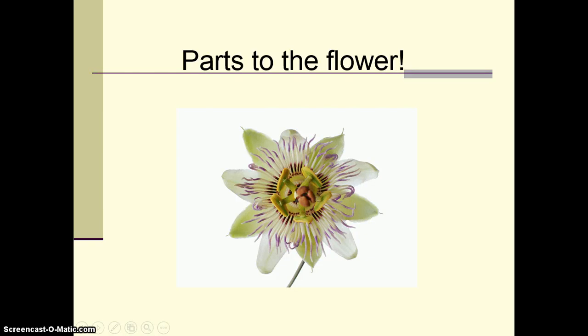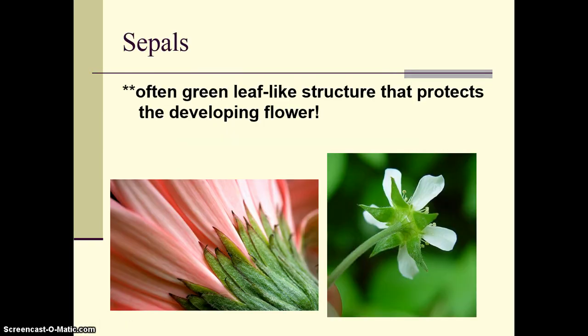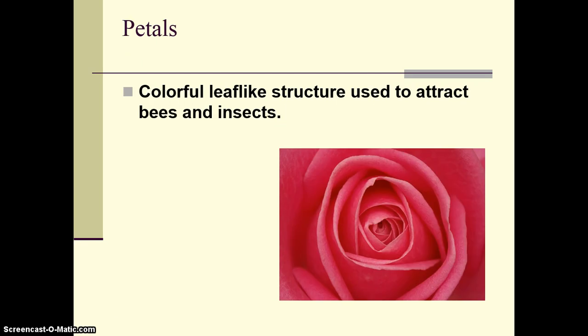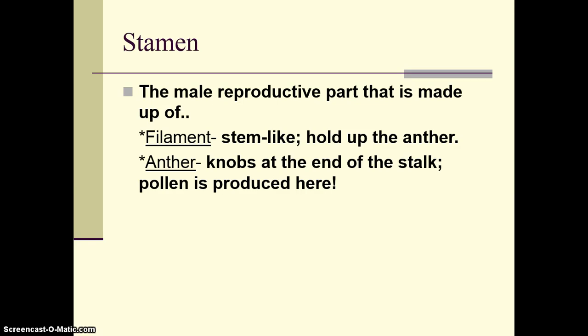Listen up, parts of the flower. You will be dissecting a flower. You need to know the different parts. The green leaf-like structures on the bottom of the flower protect the developing flower and are called sepals. The petals are what make up the flower itself. These colorful leaf-like structures are what attract bees and insects.